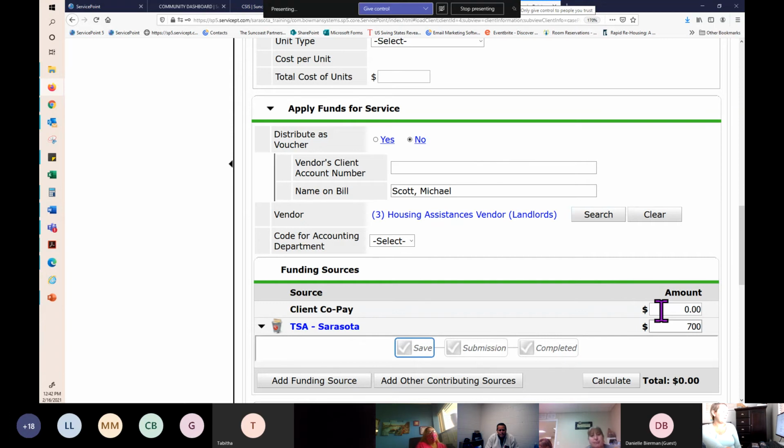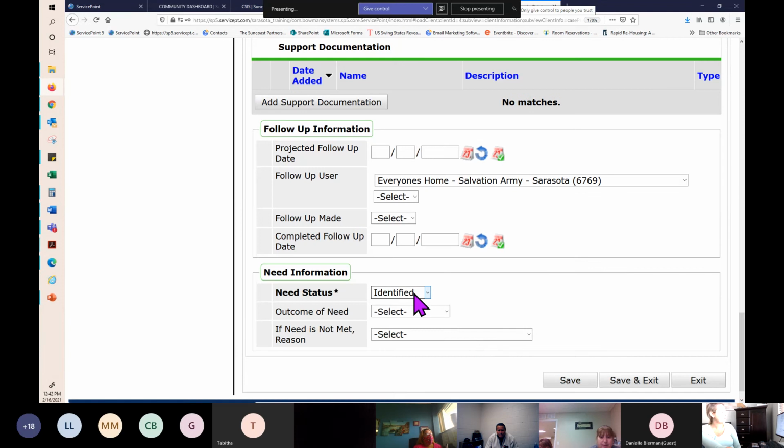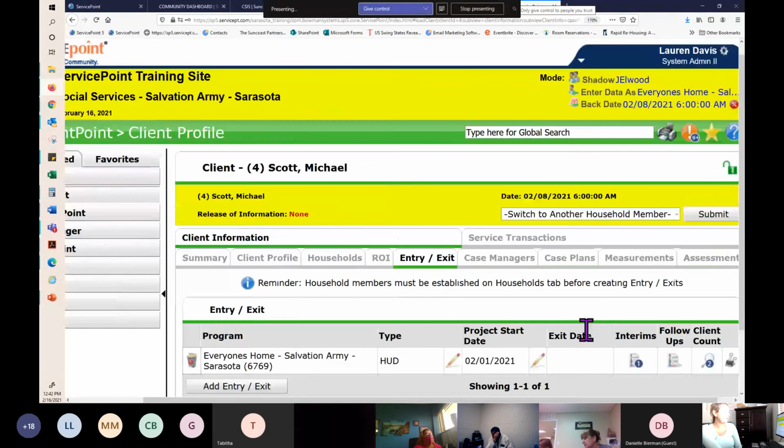So we're applying $700 from our funding source. Again, we're just going to close the need, fully met, save and exit. So now we're showing the system that the client has received this funding source and they're moving into housing. So in order to edit client information, if the client is enrolled in your project, you should be editing it from the entry.